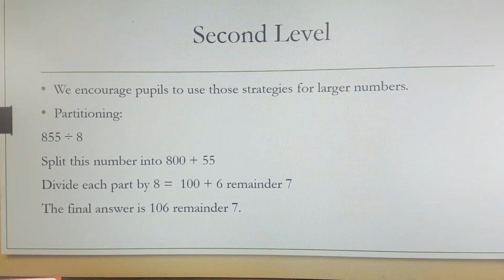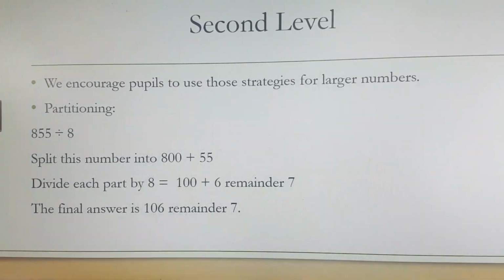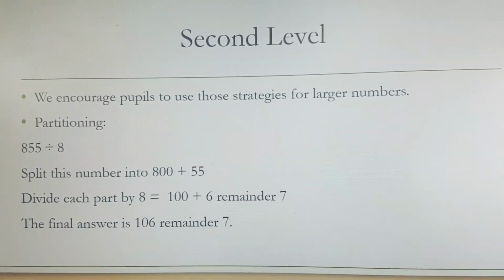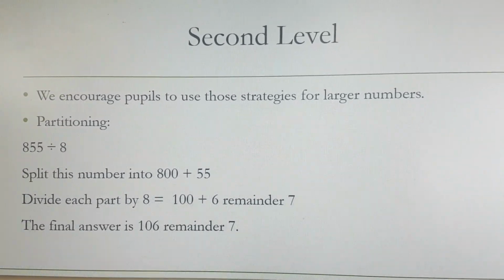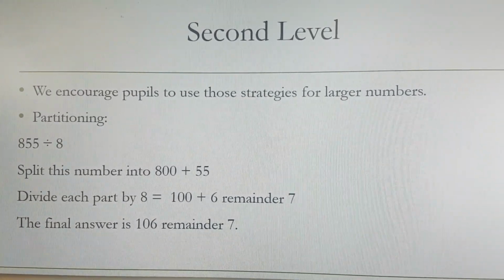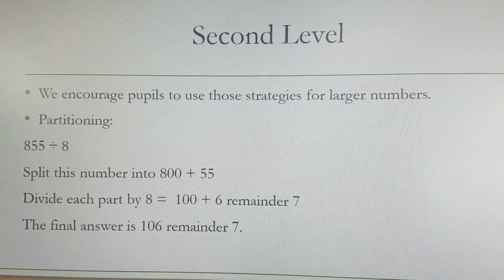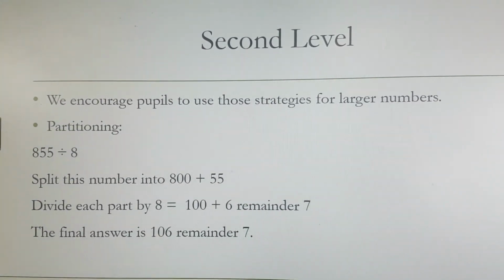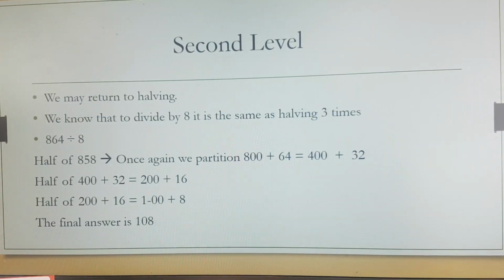We encourage pupils to use those strategies for larger numbers. This strategy is called partitioning. 855 divided by 8. Split this number into 2 pieces again, this time into the 800 and the 55. We again divide 800 by 8, that gives us 100. But when we divide 55 by 8, we may use one of our strategies to work out the remainder. We would know that there is going to be a remainder of 7 because 8 6s are 48. So our final answer would be the 100 plus that 6 and then the remainder of 7.